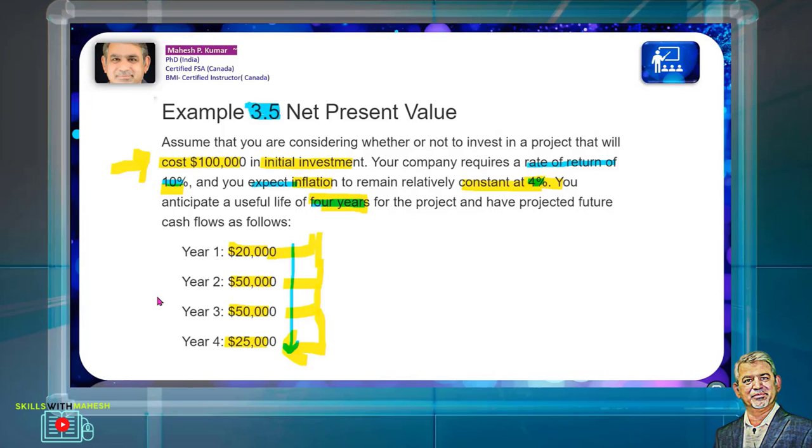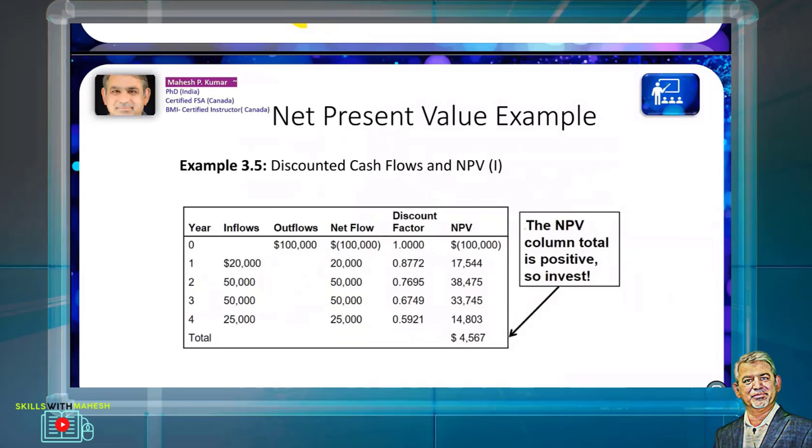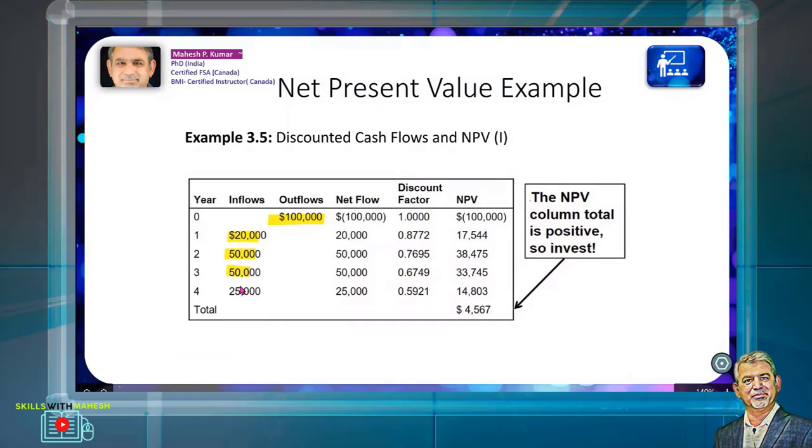So now the question is, will you undertake that project? You would say, look, this is a little mathematical. How would I do that? But the good thing is we know that we have to see net present value. And net present value means we will do these calculations, right? 100,000 is outflow and these are 4 inflows for 4 years, given in the question. We calculate the net flow. Here 100,000 is going and 20 is coming, 50 is coming, 50 is coming, 25 is coming.